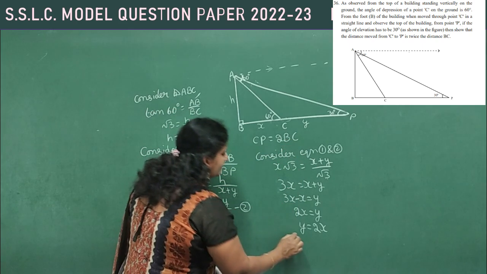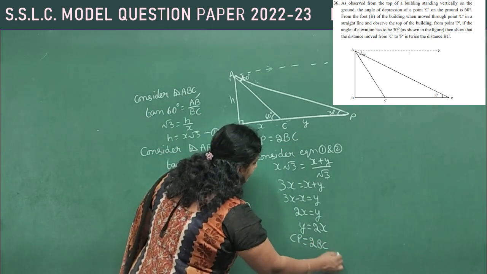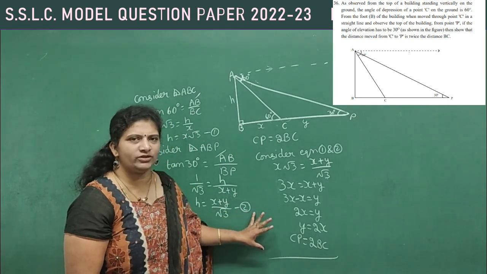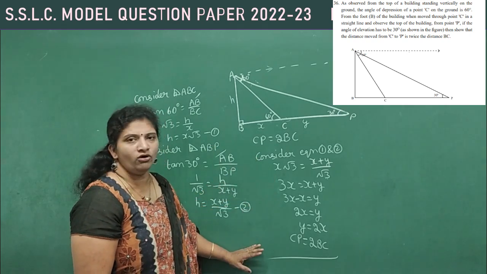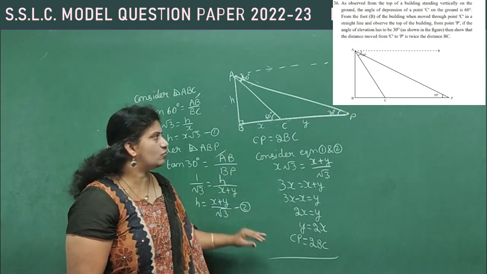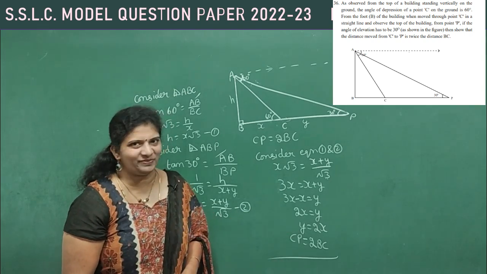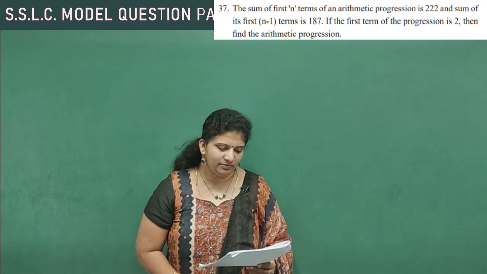Observe here, y is nothing but CP and x is nothing but BC. Hence it is proved. That's it. Very easily you can prove this. And please include verbal statements here. Therefore, the distance CP is twice the distance BC. Right? Therefore, CP is equal to 2BC. Hence it is proved.